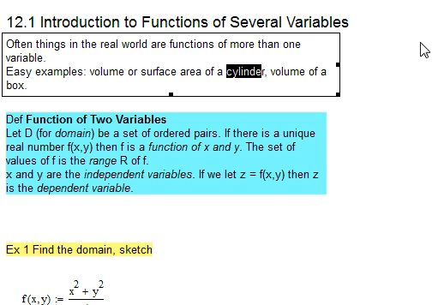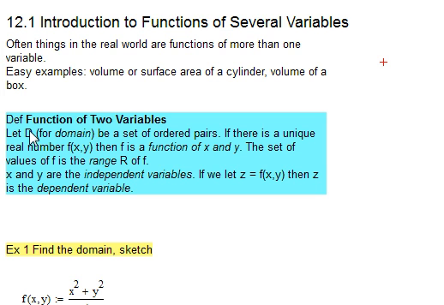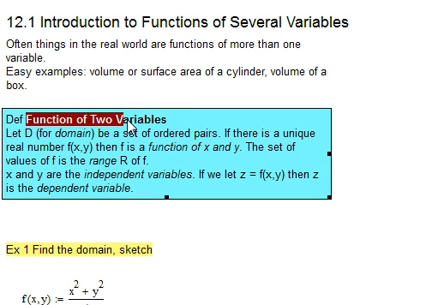So there's a second variable, r and h. Or its volume is pi r squared h. The volume of a box is length times width times height, 3 potential variables. So it happens quite a lot in the real world that we have more than one variable. So what is a function, we'll keep it simple at first, of 2 variables?